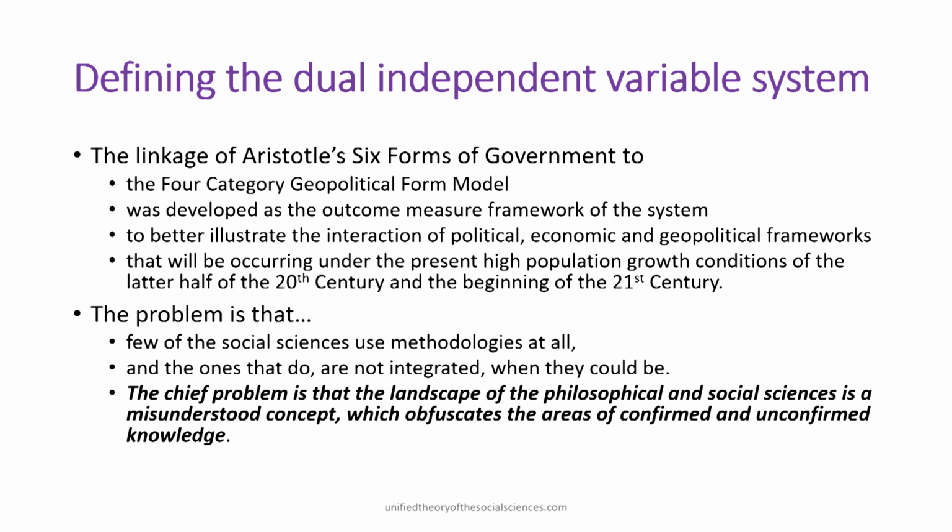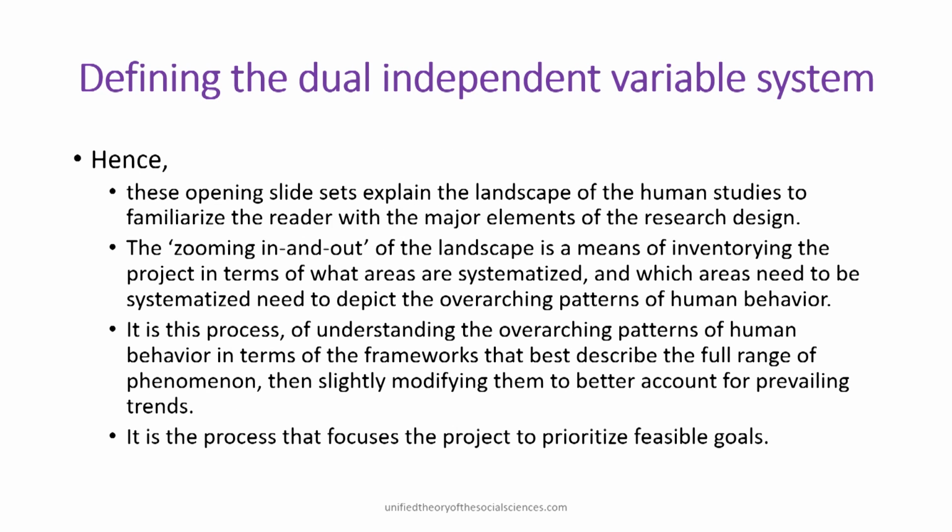The problem is that few of the social sciences use methodologies at all, and the ones that do are not integrated when they could be. The chief problem is that the landscape of the philosophical and social sciences is a misunderstood concept which obfuscates the areas of confirmed and unconfirmed knowledge.